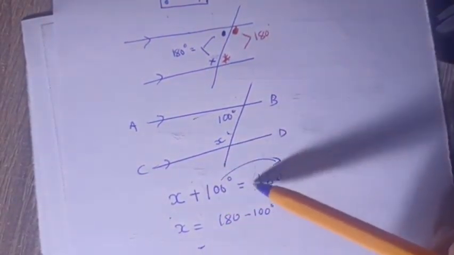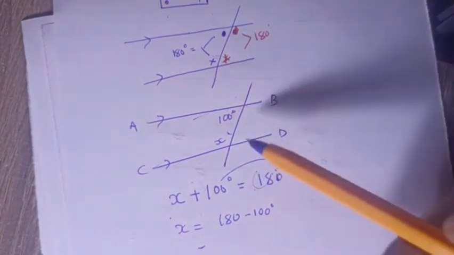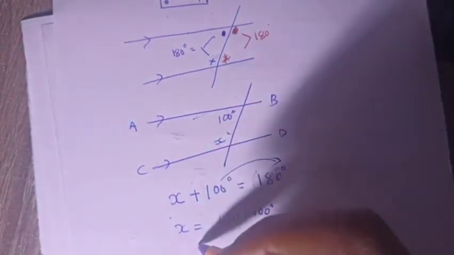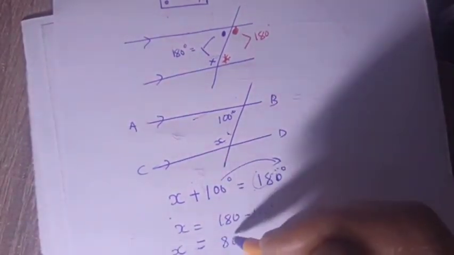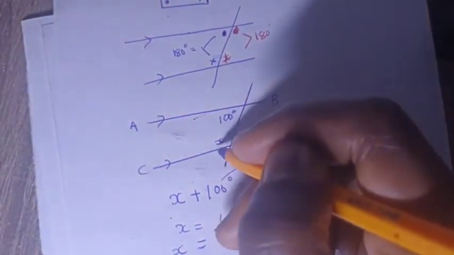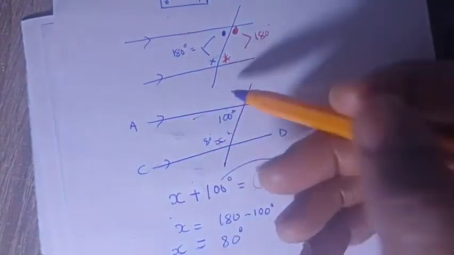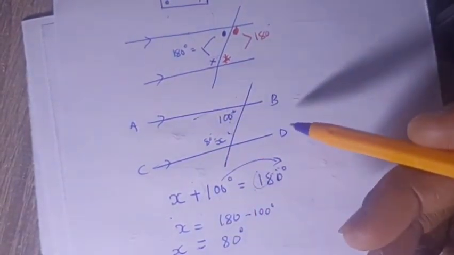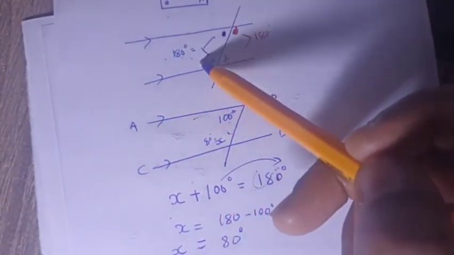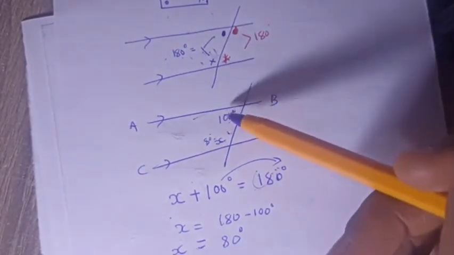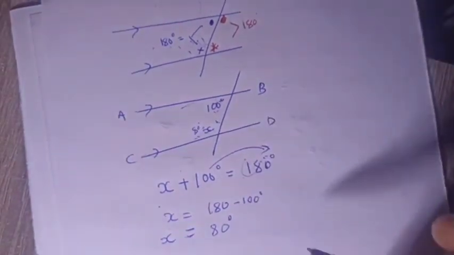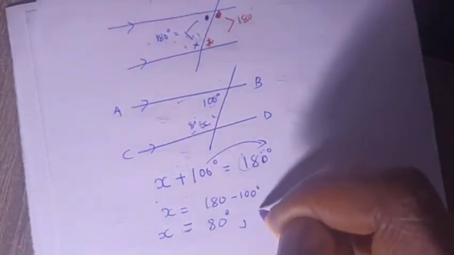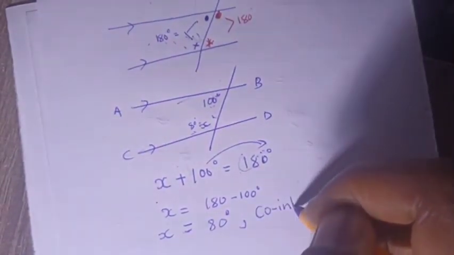When we add these two, they must give us 180. So if you subtract this one, what is remaining will be the other angle. So 180 minus 100 is actually how much? 80 degrees. So this angle there is actually 80 degrees, so that when we add them up together, we get 180. We need to get 180 all the time. If you add them up together and you don't get 180, you know that you did something wrong in your calculation. So the reason for this will be co-interior.